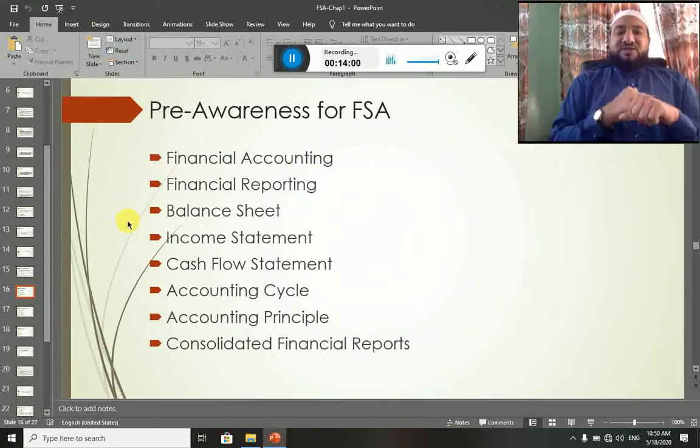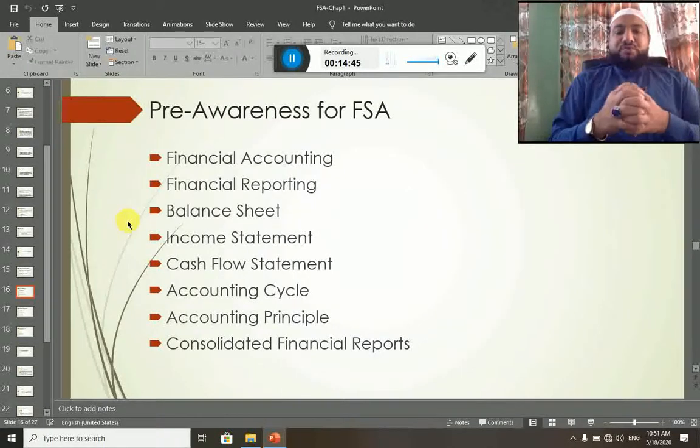So the first thing is financial accounting. We should be experts in, or if not experts, we should have a good knowledge of financial accounting. We should have good knowledge of financial reporting. We should have good knowledge of the balance sheet, how it is prepared, and what the different elements of the balance sheet are. Similarly, the income statement, and the cash flow statement. Also, we should have knowledge about the accounting cycle, the accounting principles, and the standards. There are two main standards which are very famous these days. One is the International Financial Reporting Standards, and the second one is Generally Accepted Accounting Principles. So we should have the knowledge of either one for better understanding and usage of the financial statements analysis.